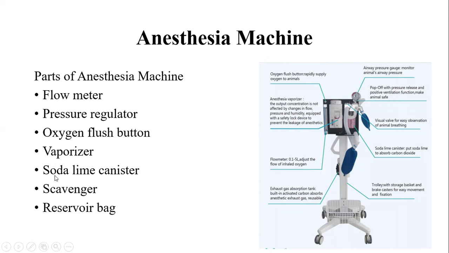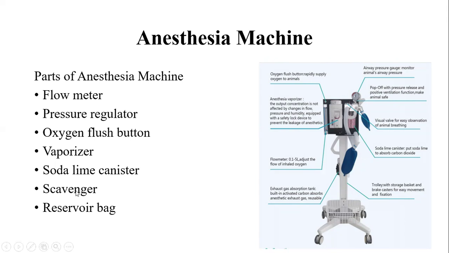Then the next is the soda lime canister. If you see here, this is a soda lime canister. It absorbs the carbon dioxide that is coming back from the patient. Then there is a scavenger. I guess it is not mentioned here in this machine because machines vary from company to company. So that's why the scavenger is not mentioned here.